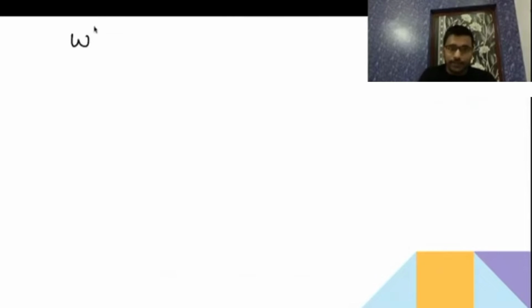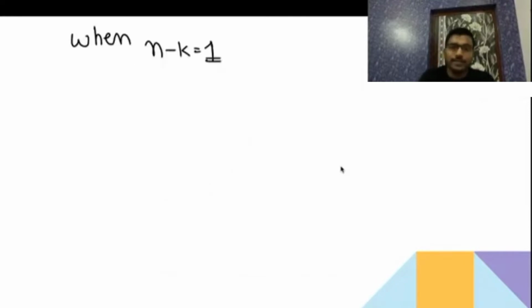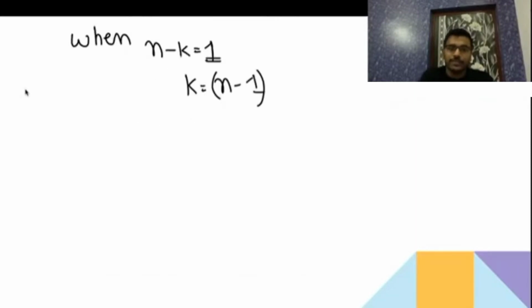So when n minus k is equal to 1, we have to make this thing 1 so that we can substitute this base condition. So when n minus k is equal to 1, k will be n minus 1. So k will go there and 1 will be here. So it will be n minus 1. So in place of k, just write n minus 1.